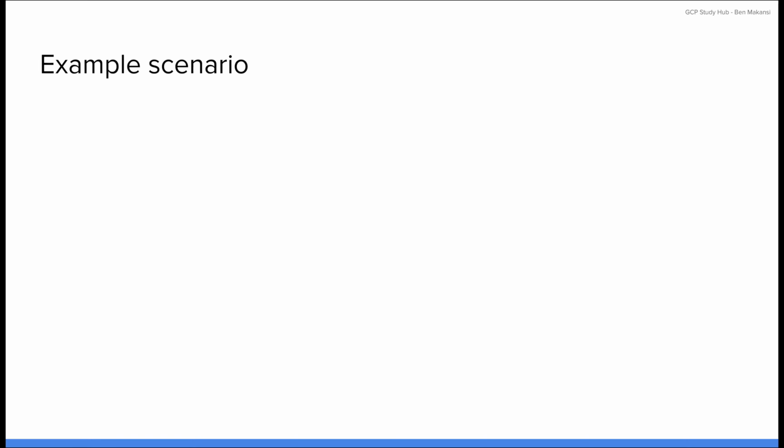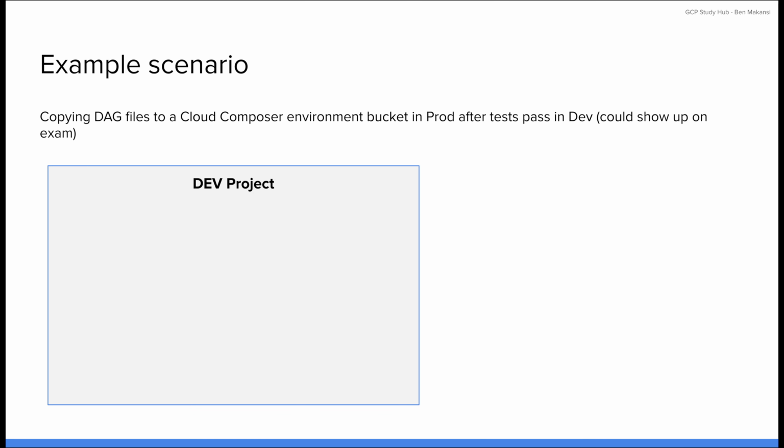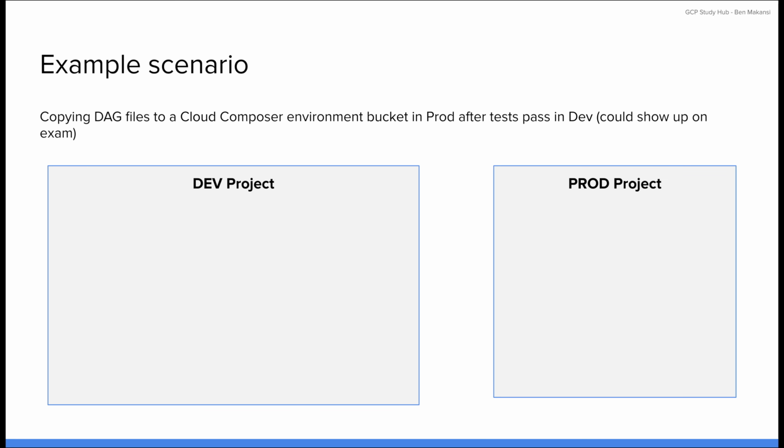An example scenario you might see on the exam is copying DAG files to a Cloud Composer environment in production after they pass tests in a development environment. Here's how this setup would typically look. First, we have 2 separate projects, a dev project and a prod project, like we talked about previously. In this flow, our Cloud Build process starts in the dev project, where it's responsible for managing the initial deployment and testing of the DAG files.